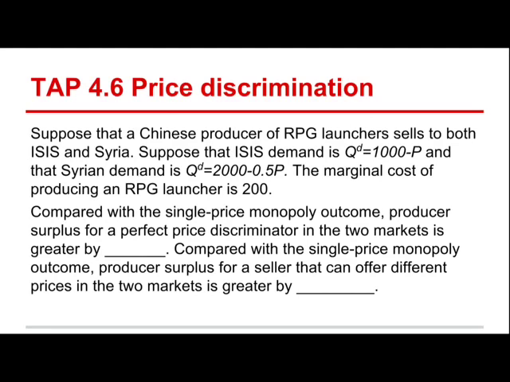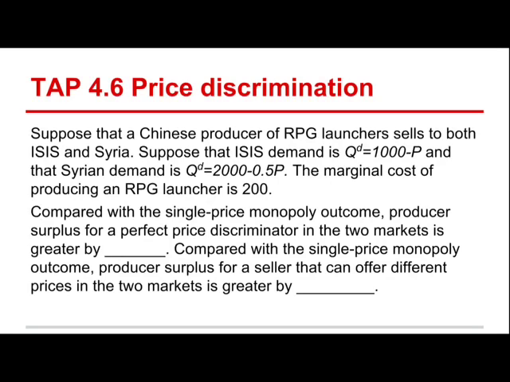So the question asks us, compared with a single price monopoly outcome, producer surplus for a perfect price discriminator in the two markets is greater by what? And then compare it again with a single price monopoly. If they can segment the markets, what's the increase in producer surplus? I'm going to walk you through it the way I started it. There was that other way I did it in class. Either way works, but let me show you what I did.